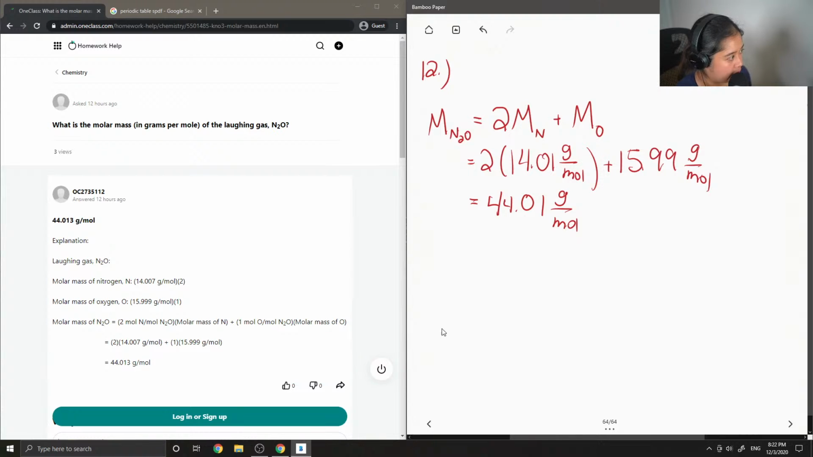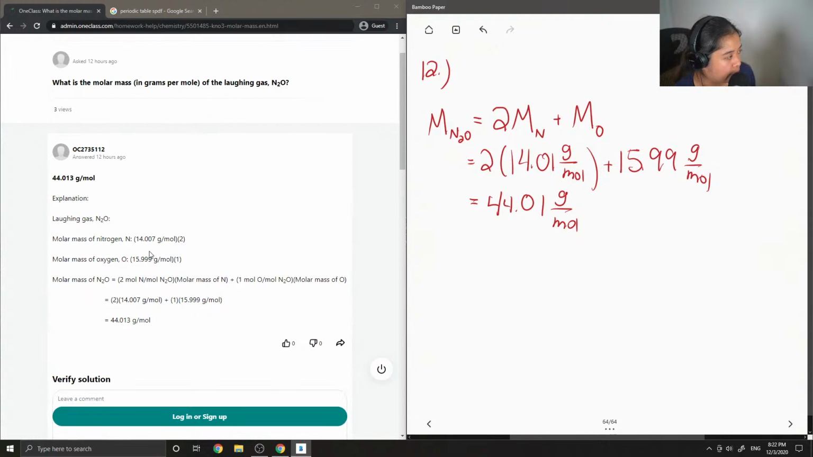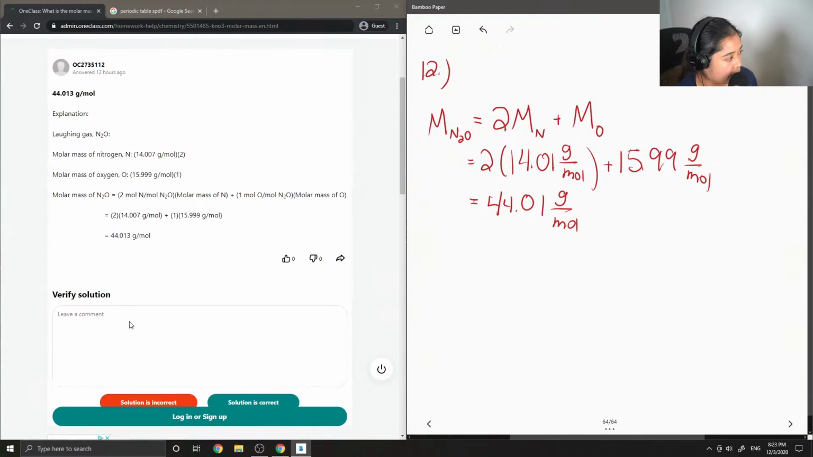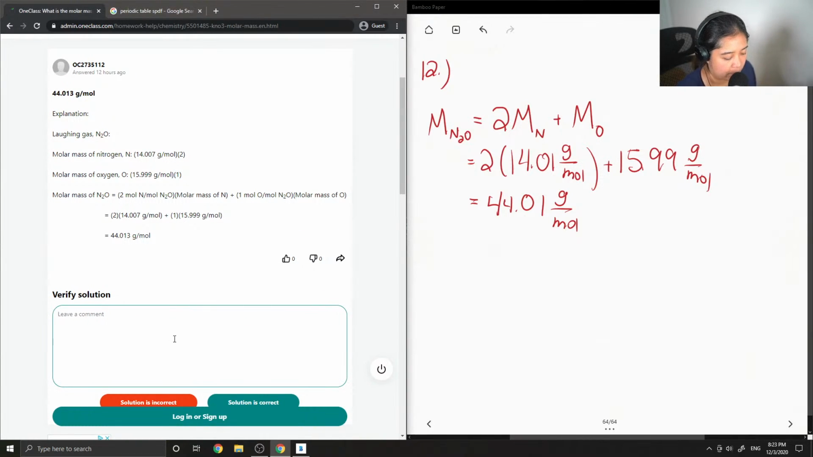So the junior tutor said 44.013 grams per mole. Explanation: laughing gas, N2O. Molar mass of nitrogen is 14.007 multiplied by 2. And then the oxygen, 15.99 multiplied by 1. Adding them up gives us 44.013 grams per mole. Yep, so this solution is correct.